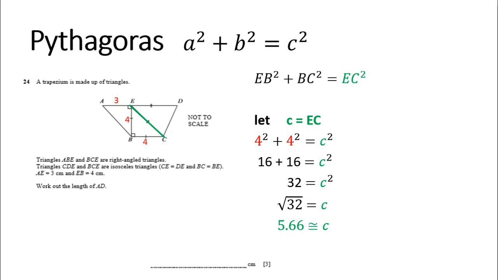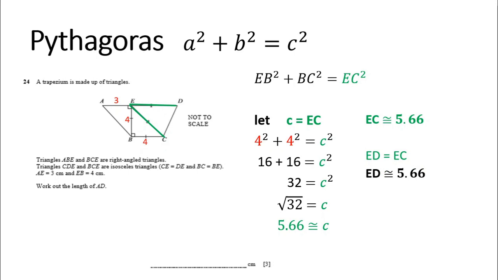I've had to round that, and I've shown you this by using the symbol. Okay, now if C is 5.66, remember I used C to represent EC. So that means I know that EC is equal to approximately 5.66. If I know what EC is, I can see on my diagram here, this is an isosceles triangle, ED is the same thing, so I'll just say ED is equal to EC, so ED must be equal to 5.66 as well.